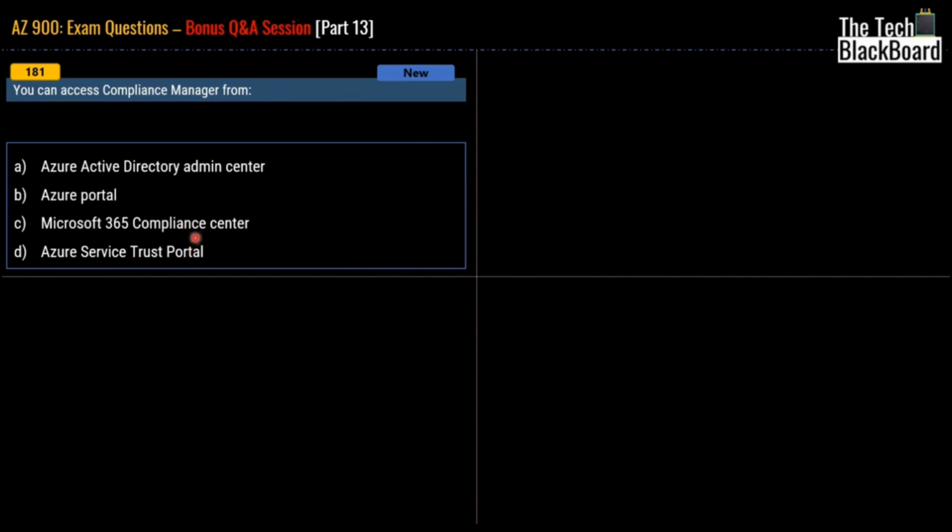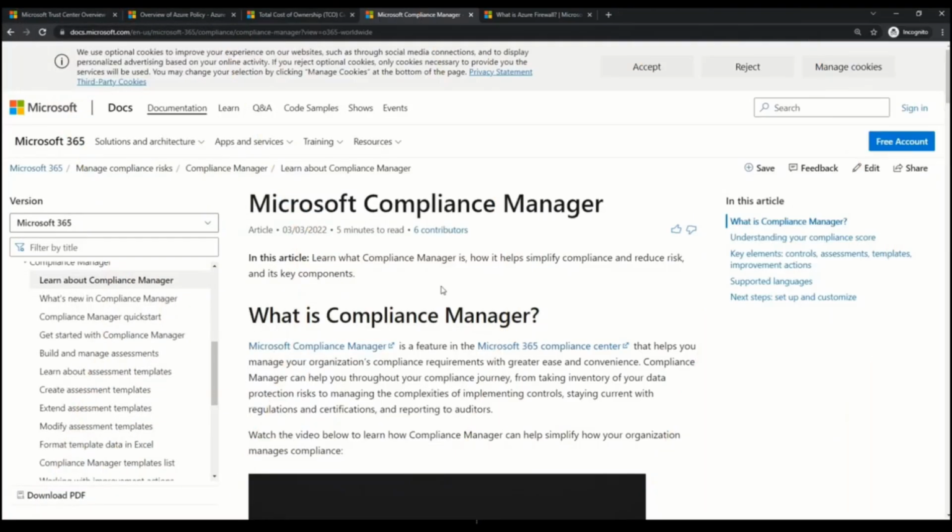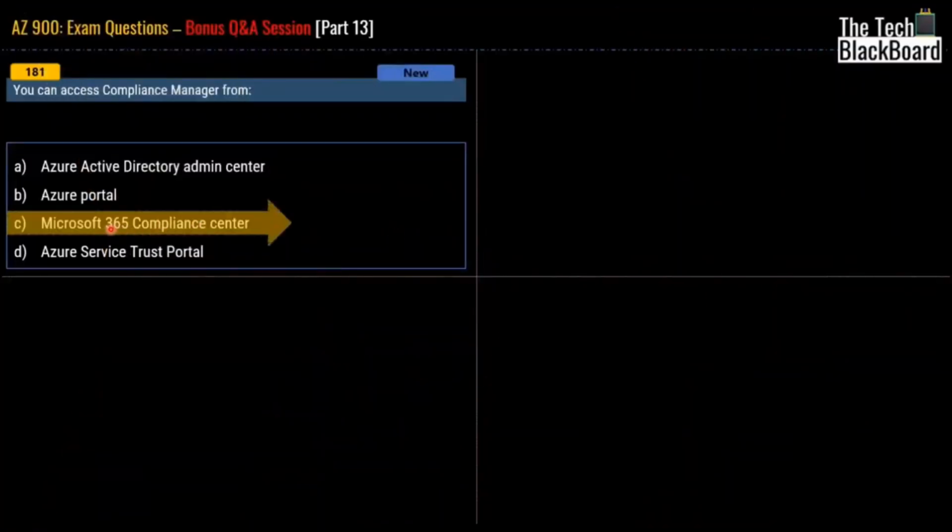To better find the answer, let's go to the Microsoft documentation. Now here we are on the Microsoft documentation that talks more about Microsoft Compliance Manager. On the very first line, you can read that Microsoft Compliance Manager is a feature in Microsoft 365 Compliance Center. It also says that Compliance Manager helps you manage your organization's compliance requirements with greater ease and convenience. I hope you have noticed that Compliance Manager is a feature in Microsoft 365 Compliance Center. And that's exactly what our answer is as well: Microsoft 365 Compliance Center.